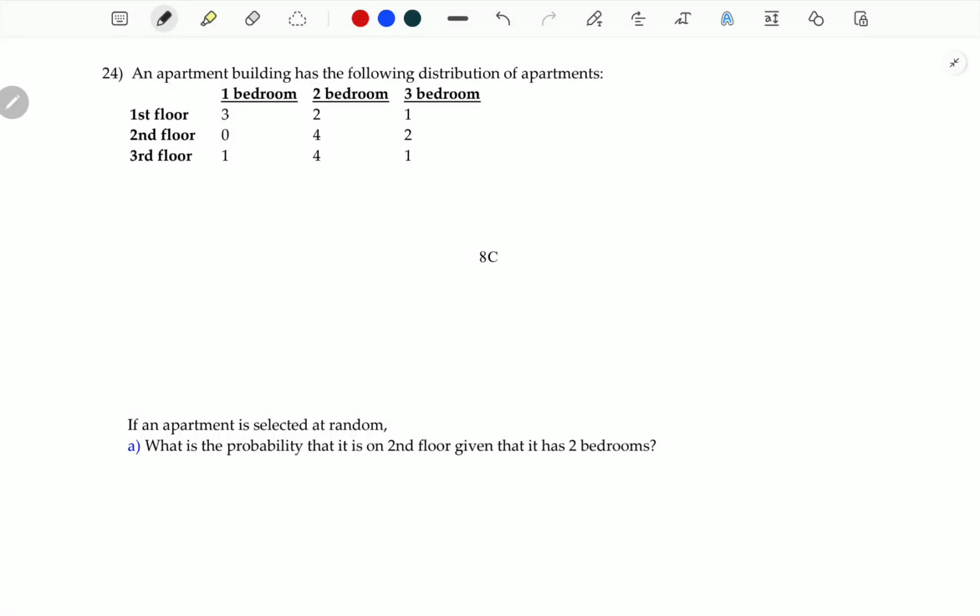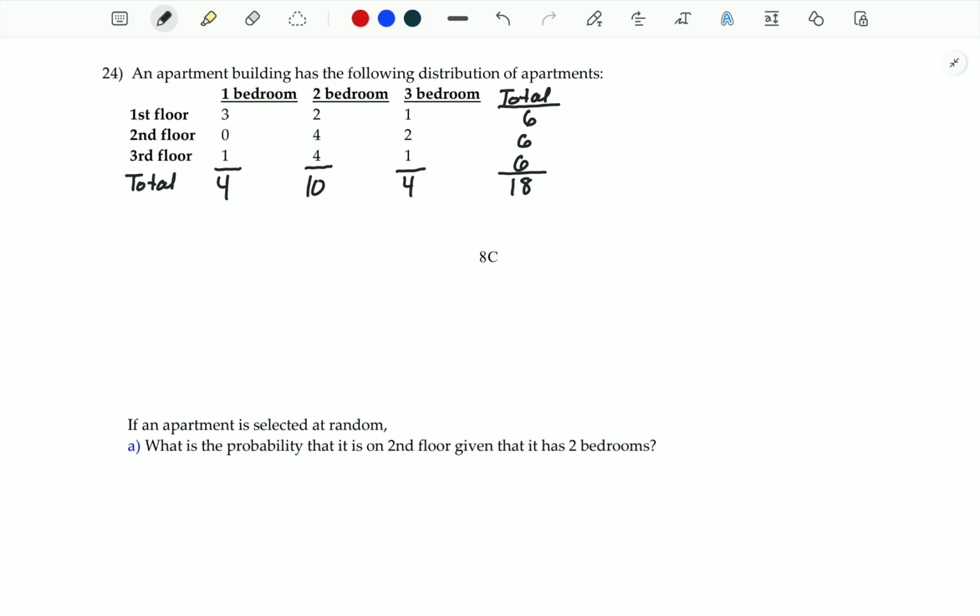Question number 24. An apartment building has the following distribution of apartments. It's based on the floor that it is located on and the number of bedrooms each apartment has. To make things a little easier, let's calculate the row totals and the column totals, and let's find the overall total. There we go. So let's answer parts A through D based on this table.